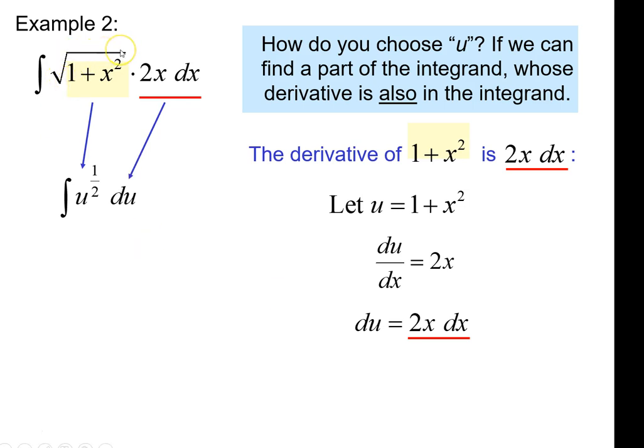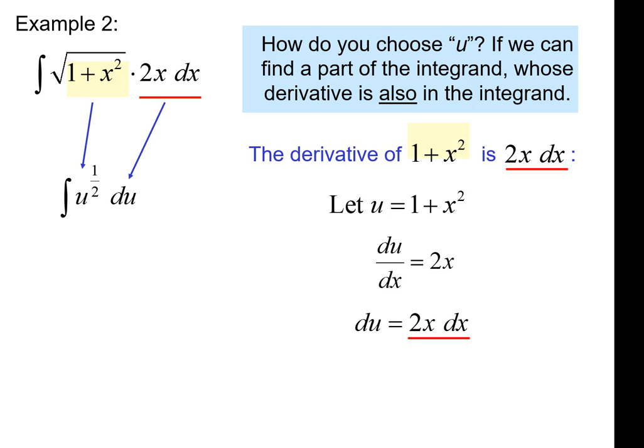The square root of 1 plus x squared, if 1 plus x squared is replaced with a u, becomes u to the 1/2. 2x dx, you just told me, was du. So the goal here is to make this into a simpler problem that you can work with. I can integrate u to the 1/2 du just by using the power rule. And that's the entire goal: to take something more complex and make it simpler to work with.